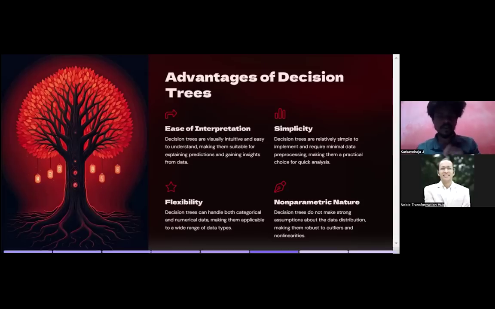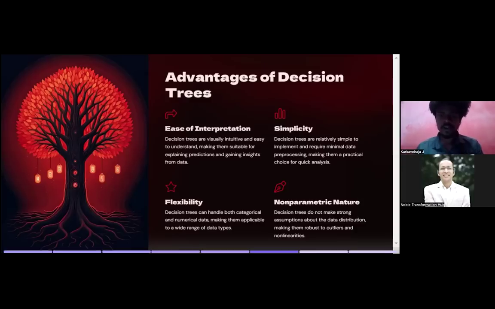Okay, then flexibility. Decision trees can handle both categorical and numerical data, making them applicable to a wide range of data types. Yeah, it can handle all kinds of data. And it is not that we should not do pre-processing to convert categorical to numeric, but there is a possibility that the machine learning model can handle it.